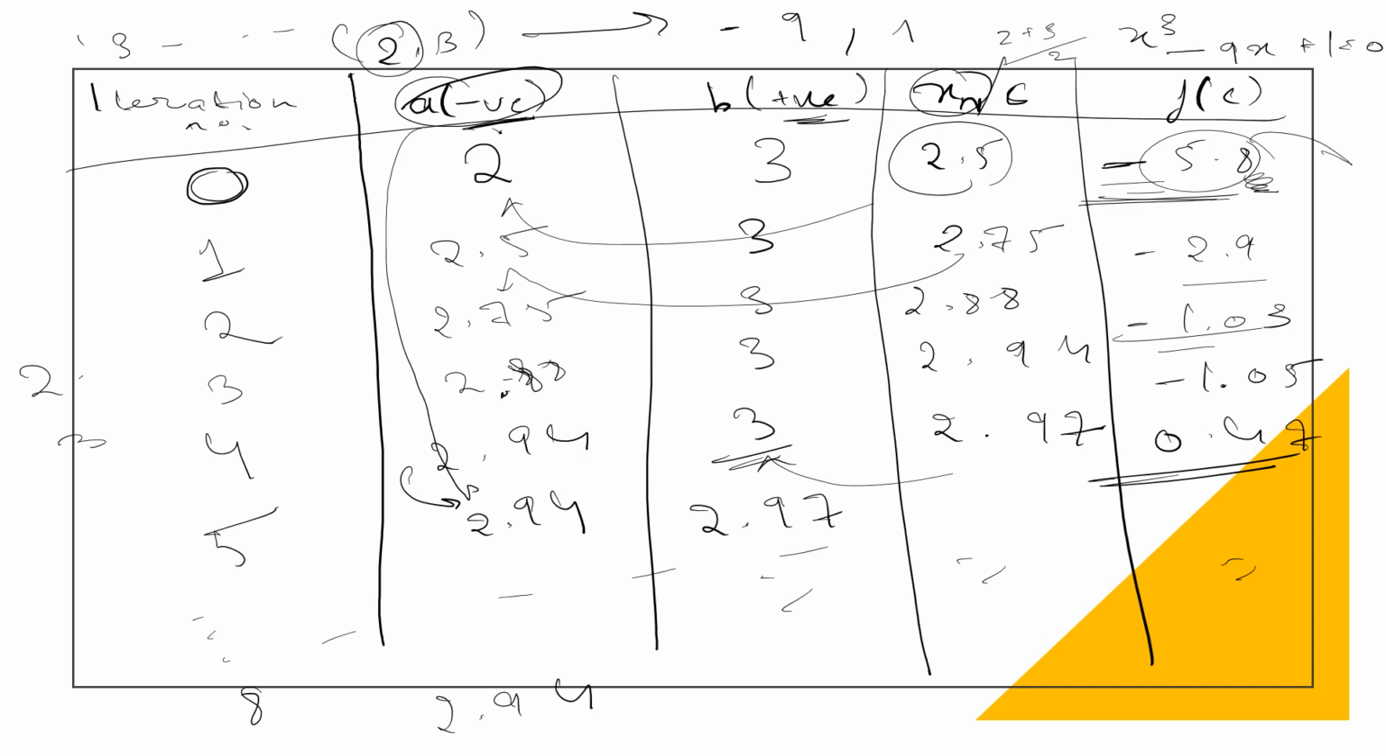Here again, it will be 2.9438, 2.919, and f of C will become 0.017. I'm sorry, 0.017, right? So over here you can see that this is the place where we get 3 decimal points, right?